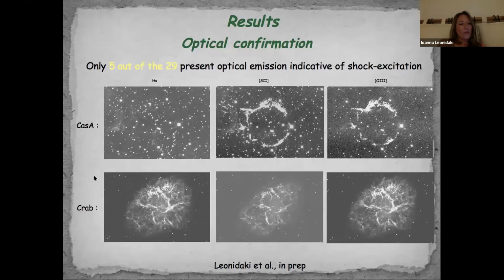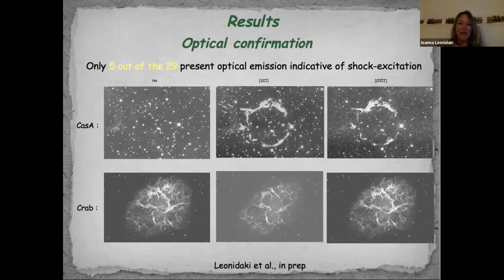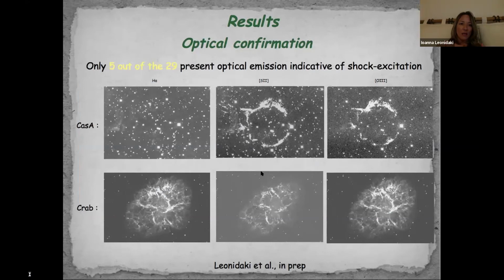So after almost 2.5 years of observing, only 5 out of the 29 were observed in the optical. And it happened that those 5 are the historical supernovae that we already know. You see Cassiopeia A, you see Crab, and there were other 2 slides. Okay, it was Tycho, it was Kepler, and another one.